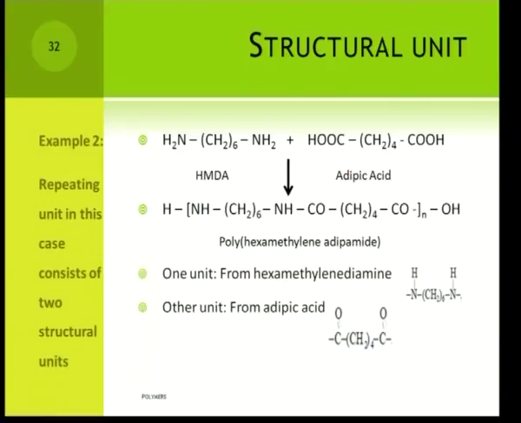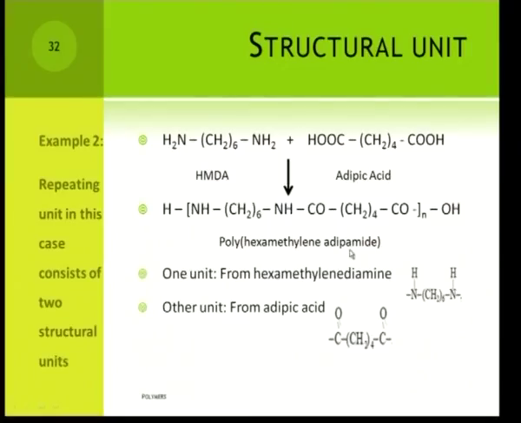Hence, these two monomers, let me say monomer 1 and monomer 2, both combine to form a new polymer called polyhexamethylene adipamide. This is a classical example of condensation type of polymerization. In the earlier case, in addition polymerization, there was only a simple addition of the same monomeric unit, which led to the formation of a larger molecule, or a polymer molecule.